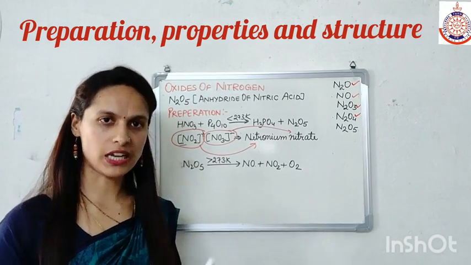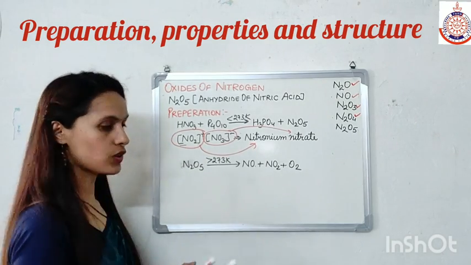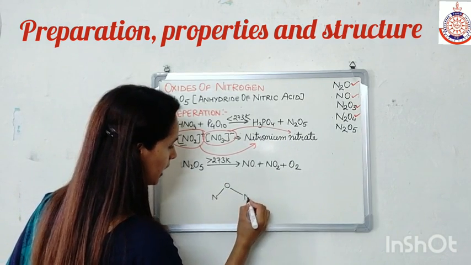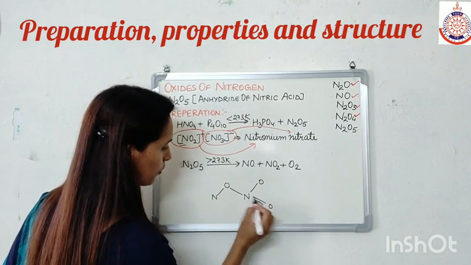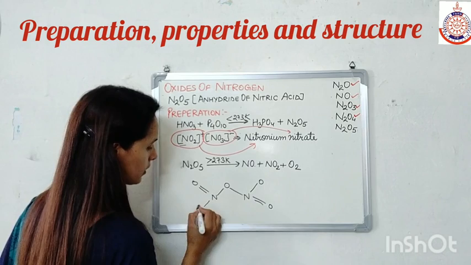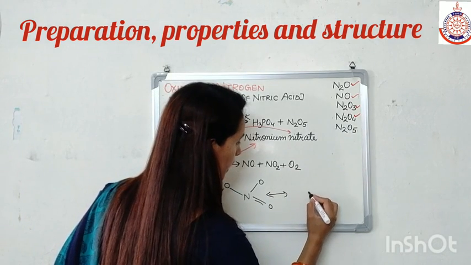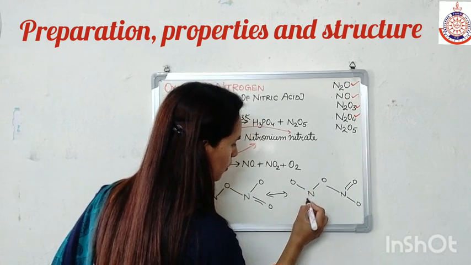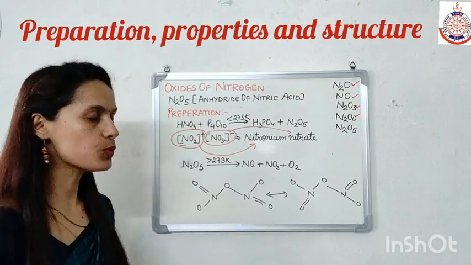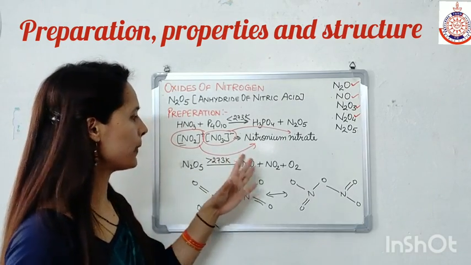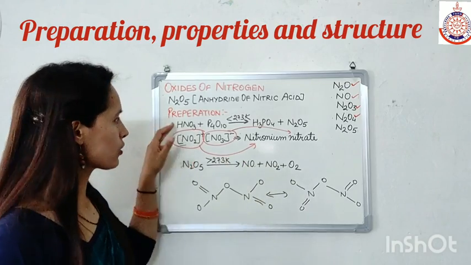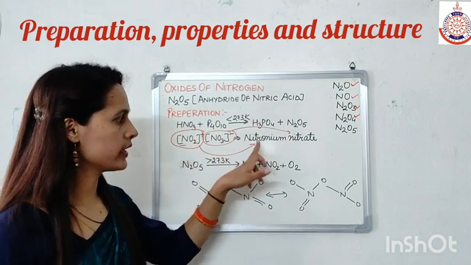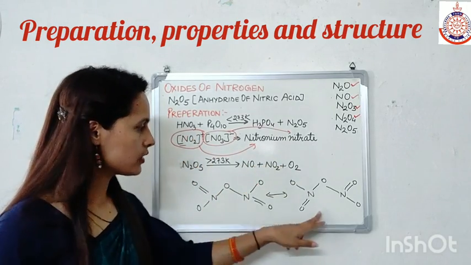And if I talk about the structure of N2O5, then it is like this. O, N, N, single bond O, double bond O, double bond O, single bond O. Or you can write it as N, O, N, double bond O, single bond O, single bond O, double bond O. So these are the two structures of nitrogen pentaoxide. So nitrogen pentaoxide can be prepared by this method. N2O5 exists in this form, that's why it is known as nitronium nitrate.